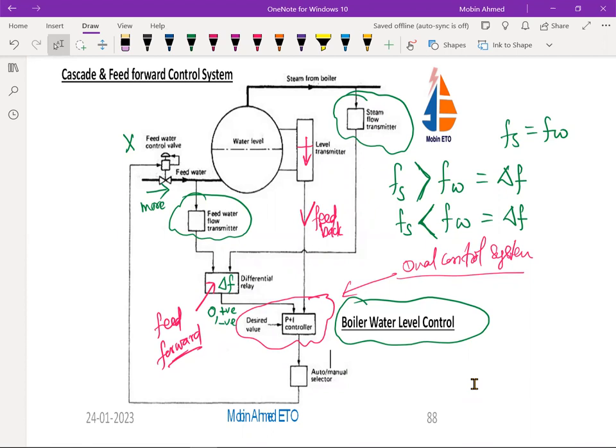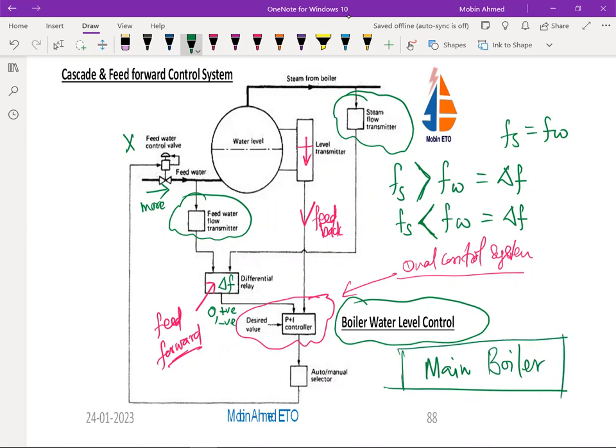This water level control, whatever I am saying, you will find in many books, and this is used only in the main boiler. Remember, it is not used in the auxiliary boiler. For the auxiliary boiler, I will give you a separate water level control system. Okay, I will give you.